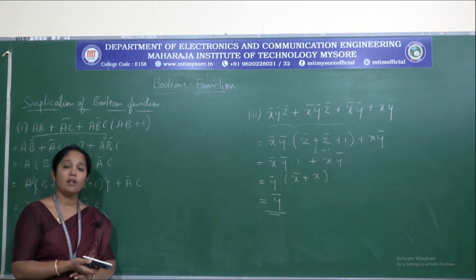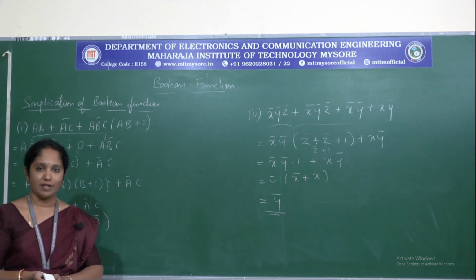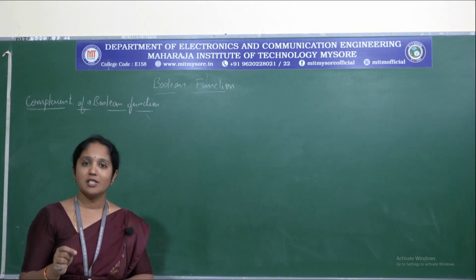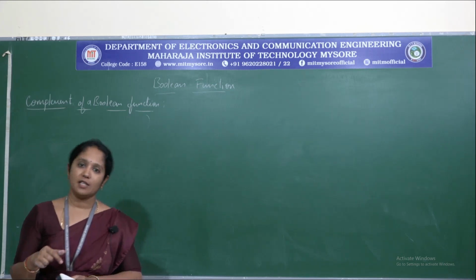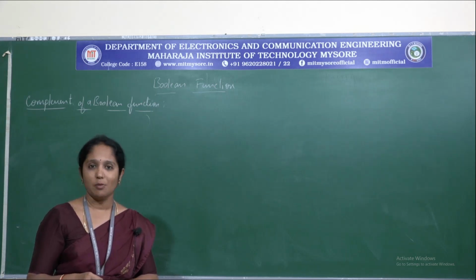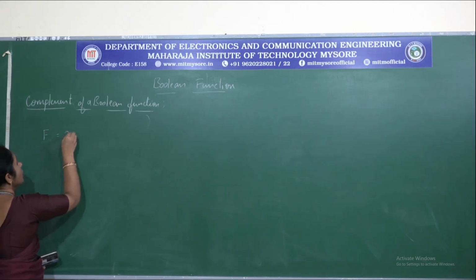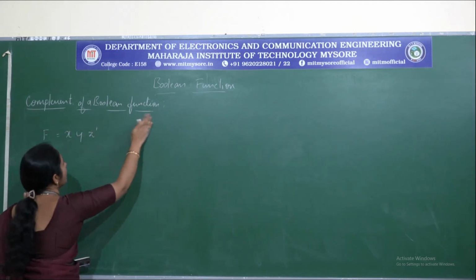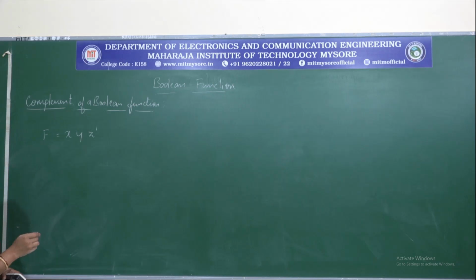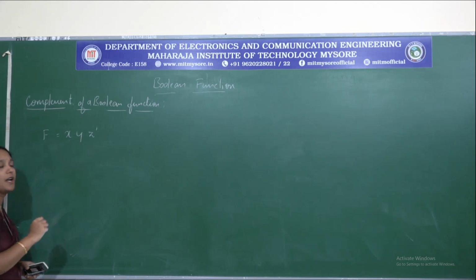Now let us understand how to take the complement of a given function. The next topic we are going to discuss is the complement of a function. In order to obtain the complement, we are supposed to replace 1s by 0s and 0s by 1s. Complement can also be obtained by using De Morgan's theorem. Now as an example, let us consider f is equal to x y z dash. This example was taken to understand the Boolean function. Now let us take the same expression, f is equal to x y z dash.